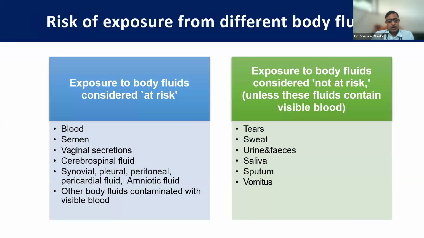To understand this, we need to know what are the potentially infectious body fluids and what are potentially not infectious body fluids. So blood, any genital secretions like semen or vaginal secretions, CSF, synovial fluids, pleural fluid, peritoneal fluid, pericardial fluid or amniotic fluid, or any other body fluid which is contaminated grossly with blood are considered to be potentially at risk for transmitting the infection.